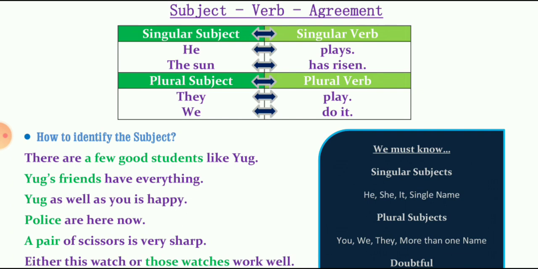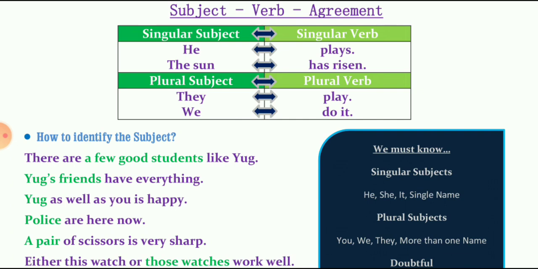Let's have some examples to identify the subject. There are a few good students like Yug. Here, there is not the subject. In this sentence, the subject is a few good students. That's why, since a few good students is plural, we have put are, the plural helping verb.